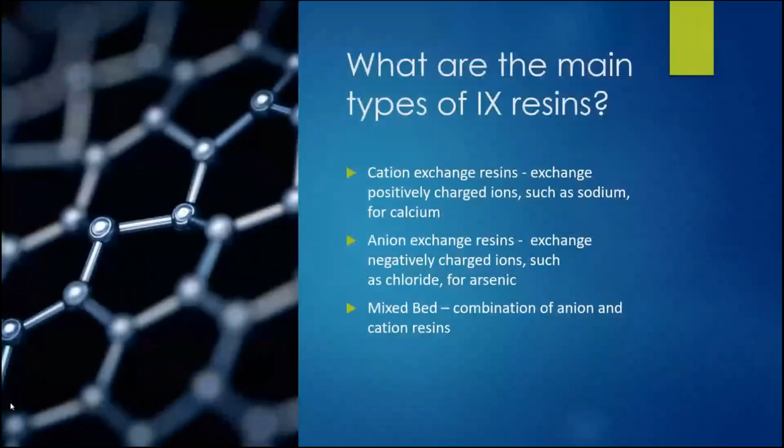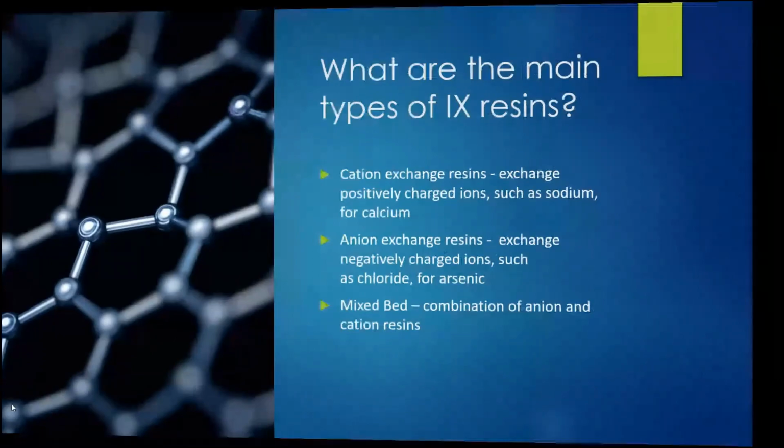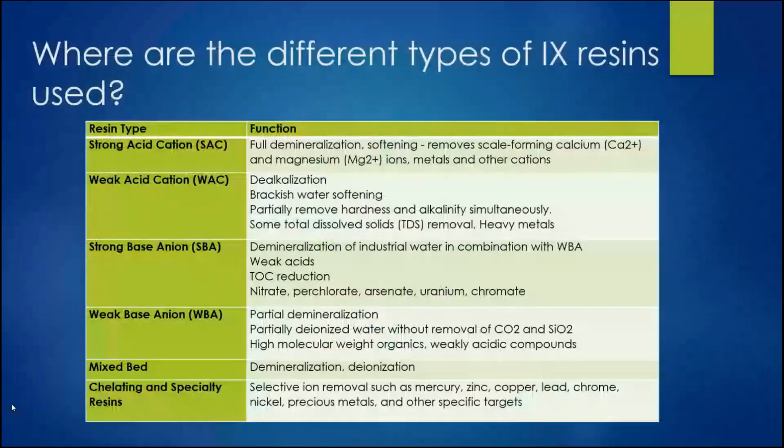There are three main types of resin used: cation, which are positively charged, anion, which are negatively charged, and mixed beds that have a combination of cation and anion resins mixed together. In addition to the main resin categories, there are subcategories. Cation resins, for instance, come in strong acid type and weak acid type. Each resin type performs a different function and is used for specific purposes.